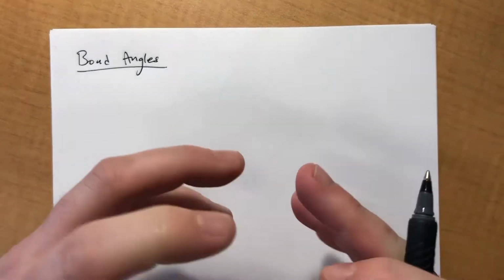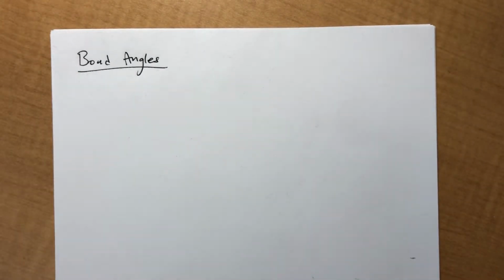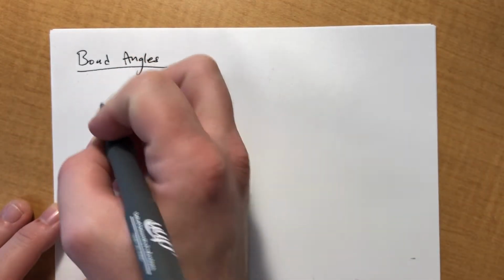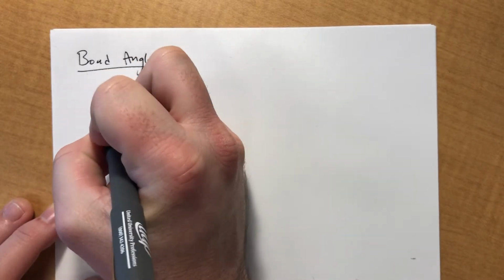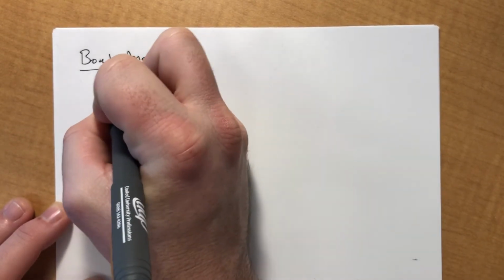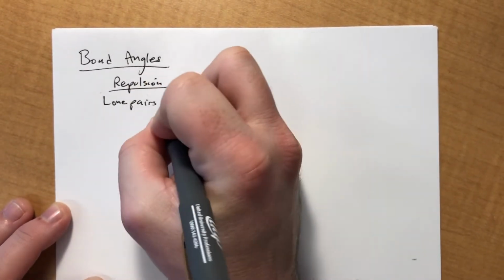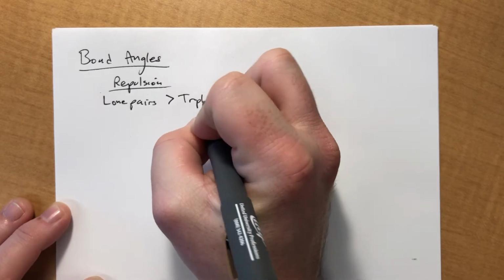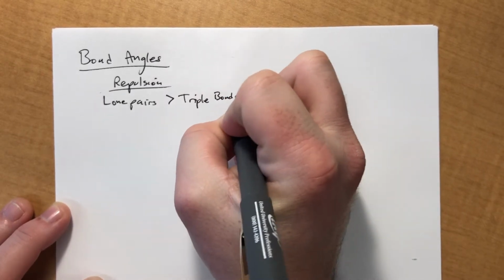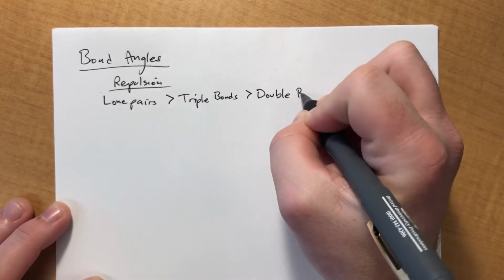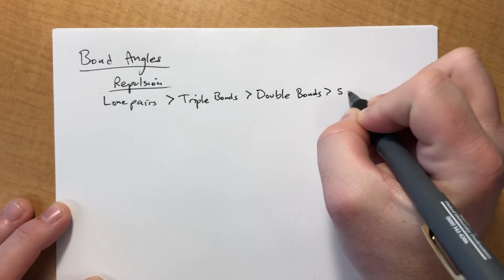What we need to look at is that the foundation of VSEPR theory is that electron groups repel each other and lead to a geometry. Not all groups repel equivalently. So basically the idea is, this is the amount of repulsion. Lone pairs repel more than triple bonds, which repel more than double bonds, which repel more than single bonds.